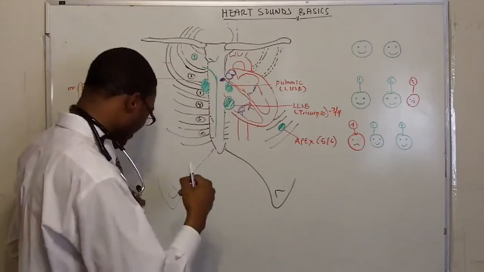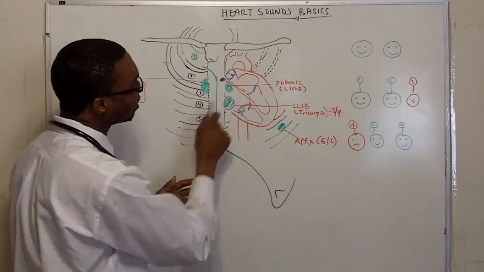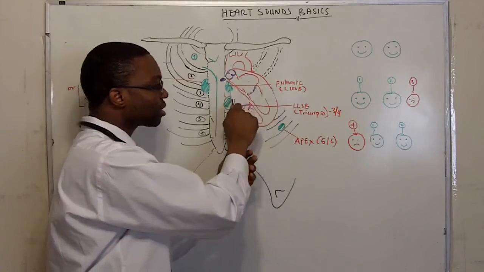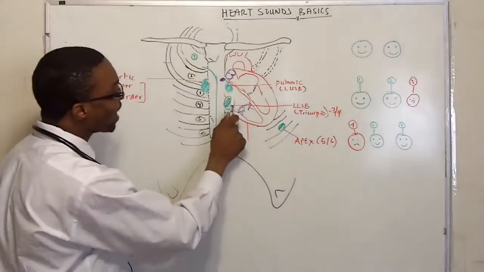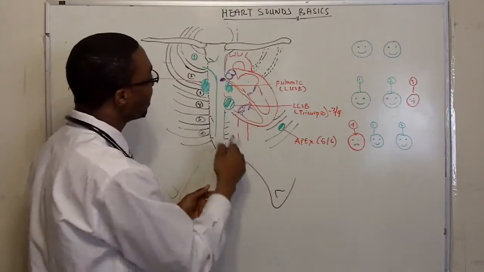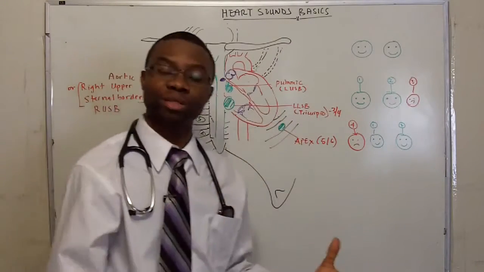In order to listen to our pulmonic valve, you have to listen next right here. That's called the left upper sternal border. This is the left side, the upper sternal border. To listen to anything that has to do with tricuspid, you drop down a little bit, and you get the left lower sternal border, the tricuspid region.